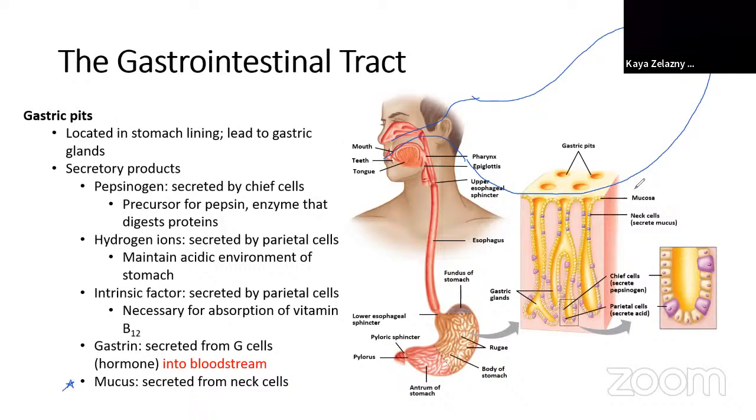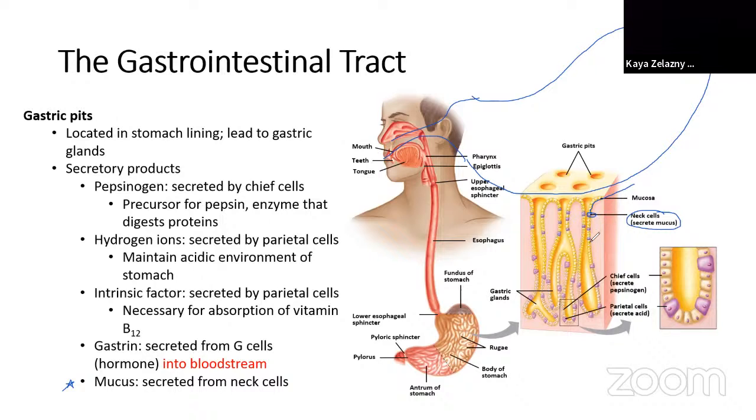As you descend into the pit, first you're going to see these neck cells that are secreting mucus. And this is because the environment of the stomach is highly acidic, so you basically don't want to start digesting the walls of your own stomach. The mucus acts as a protective layer for the tissue of your stomach itself.